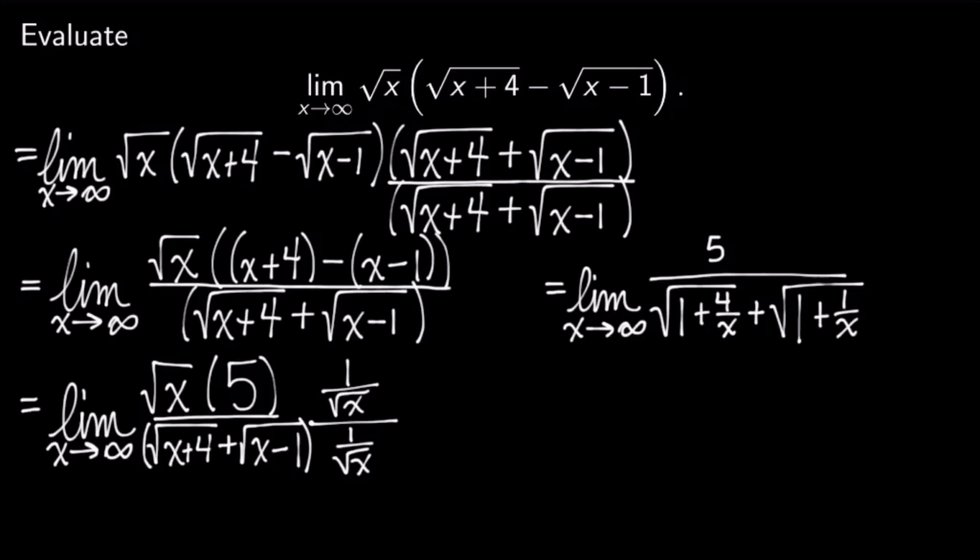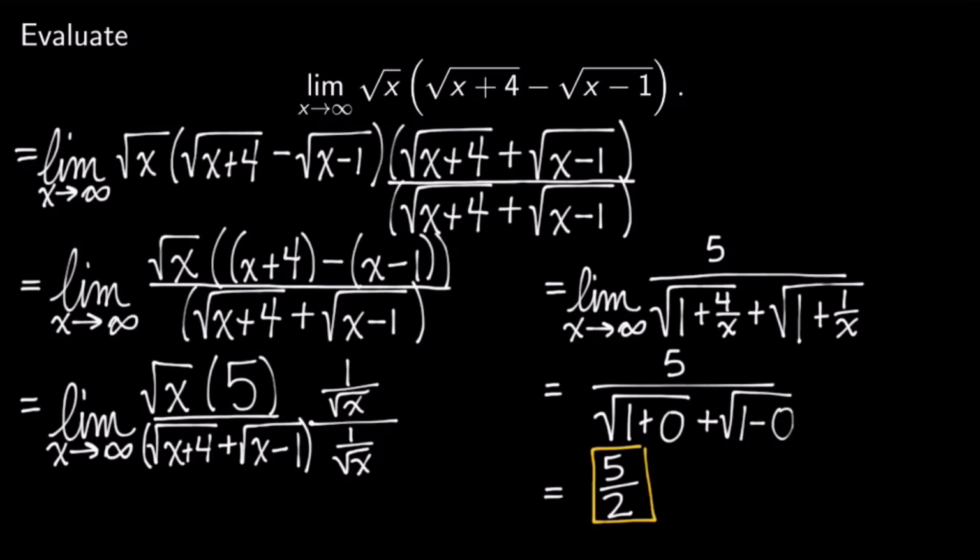Because as x gets really, really big, it's really obvious to me that these two little terms, 4 over x and 1 over x, they grow and grow and grow. Well, they don't grow. The x's grow. And the 4 over x shrinks and shrinks until it doesn't matter anymore. Same with 1 over x. So as x gets infinitely big, this limit turns into 5 over radical 1 plus 0 plus radical 1 minus 0, which is really just 5 over 2.